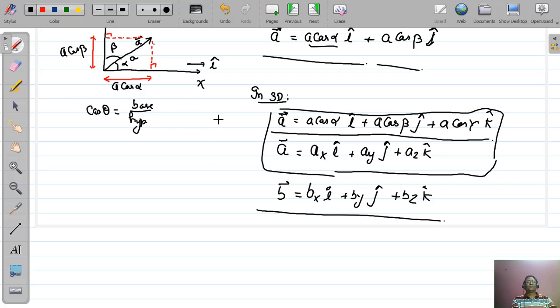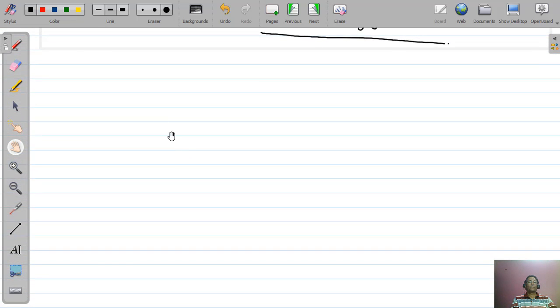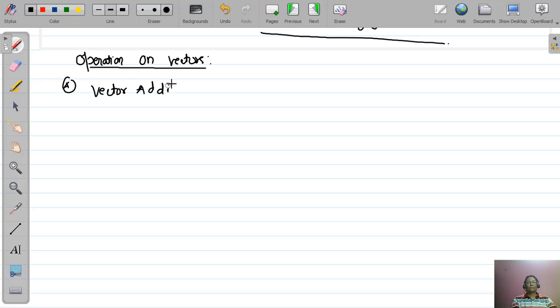Now we move to the operation of vectors. First, we take vector addition. There are two methods to add the vectors. One is the triangle method. Triangle method of vector addition.